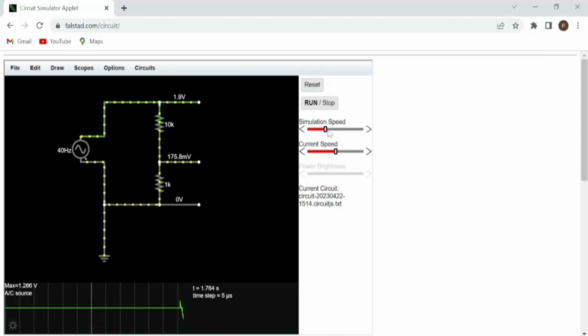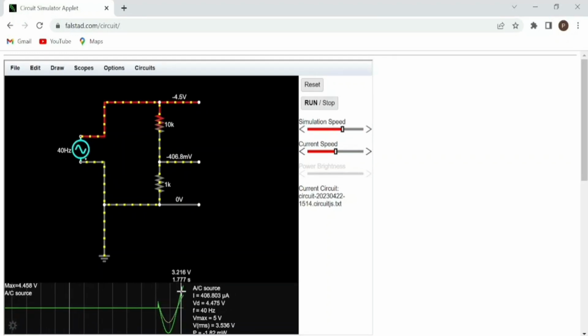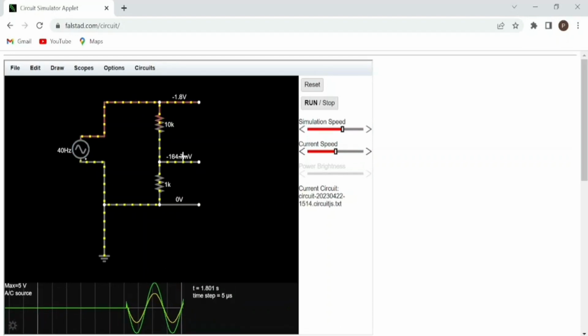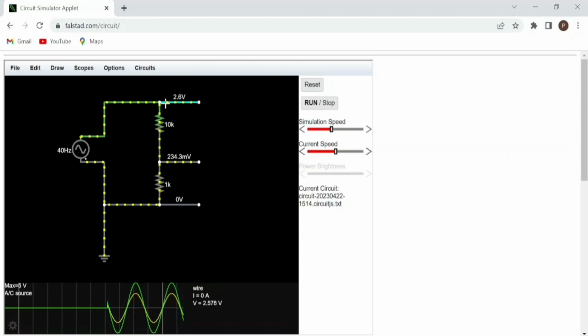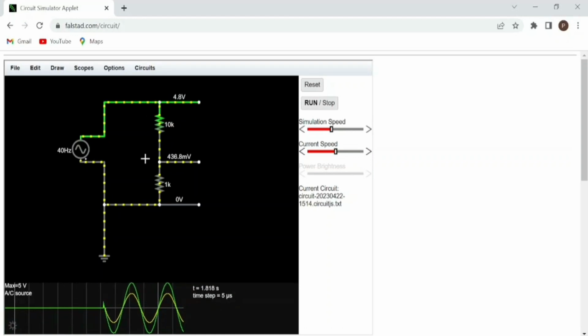Now let me increase the simulation speed a little bit. You'll observe the sine wave is happening again. This is a sine wave that's happening. But if you reduce the simulation, you will observe that whatever is the sine wave voltage at that instant, at every instant the voltage is getting divided across this resistor, more voltage drop is happening, and across this resistor voltage drop is happening. So here also voltage division is being used.